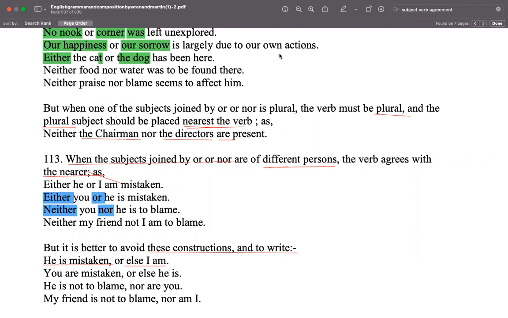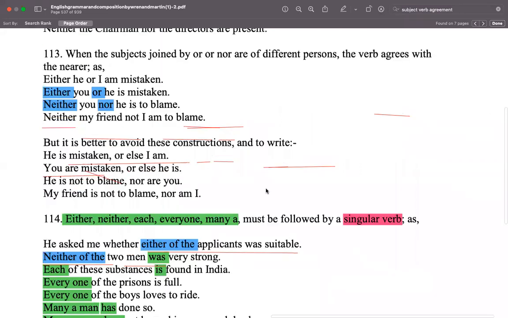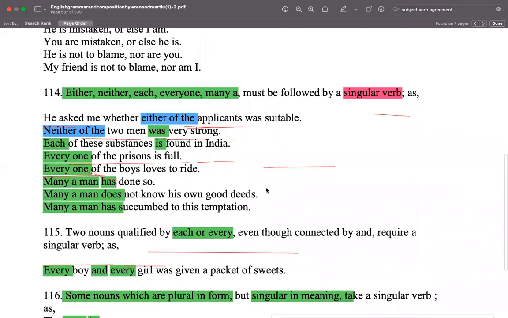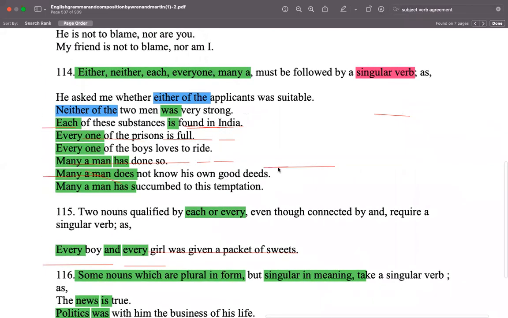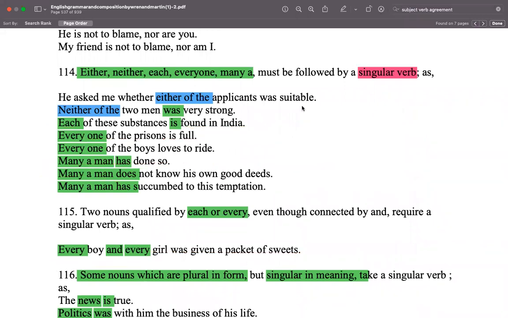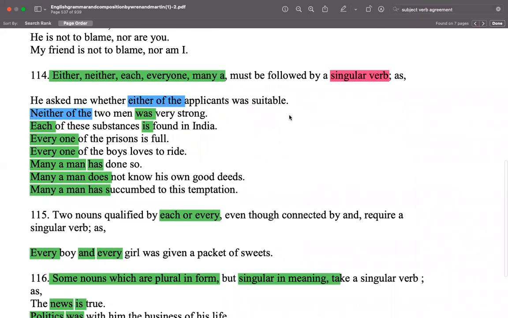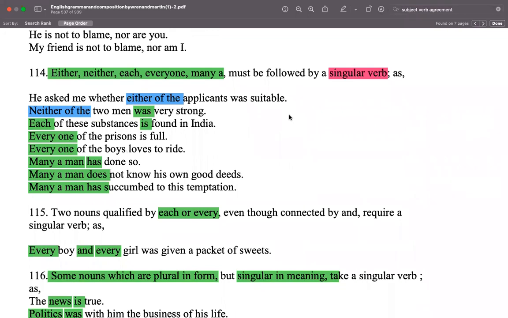Any doubts so far? No, sir. Yes, sir. Understood? Yes. Okay.